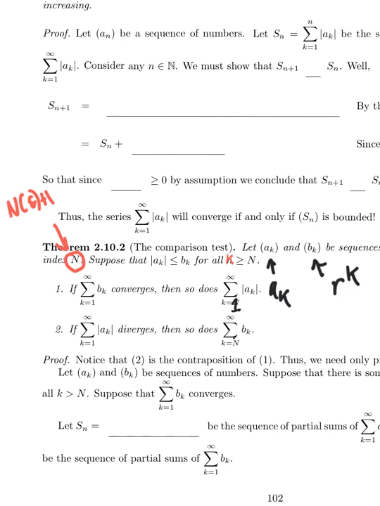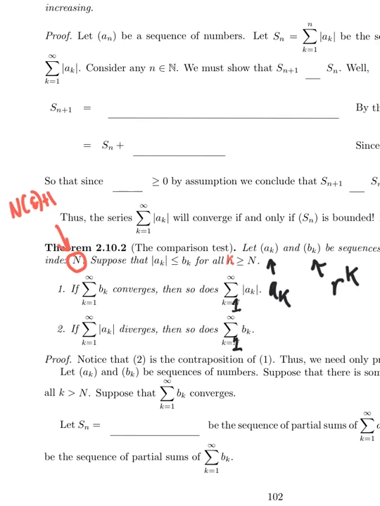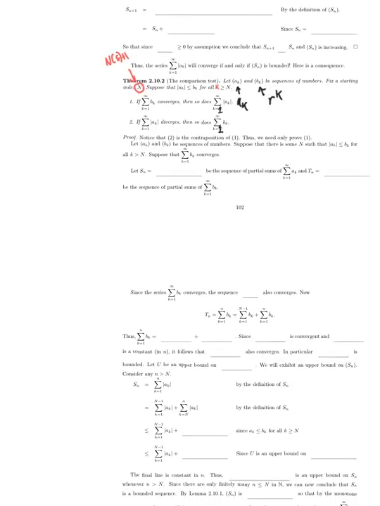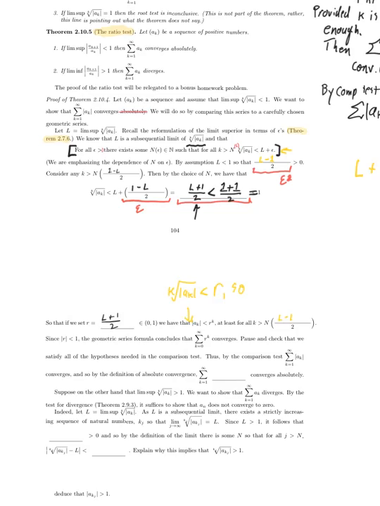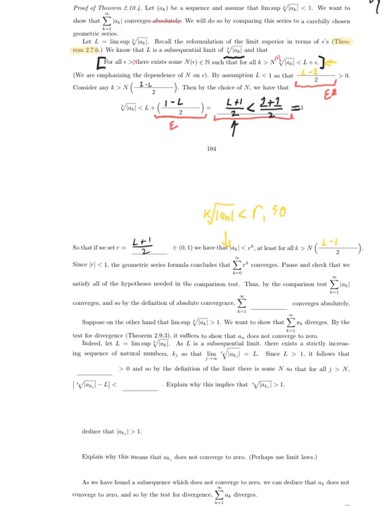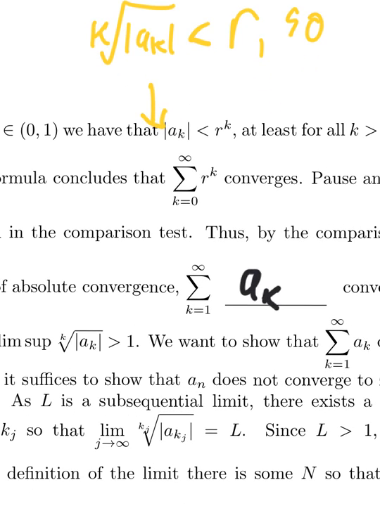Nice. So that was that pause to check. We now satisfy all of the hypotheses of the comparison test. So by the comparison test, the series of all of the absolute AKs converges, and so by the definition of absolute convergence, the series of AKs converges absolutely. That's just what absolute convergence means.